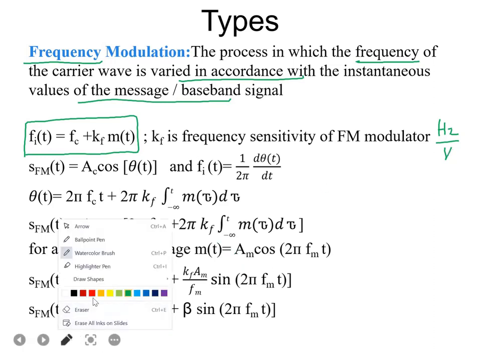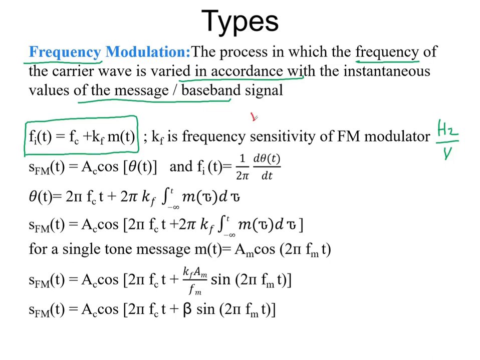unless specified in the problem. Suppose in the problem it is specified that the message is a current signal, then obviously what should happen to your units? Hertz per ampere. Why? Because if m of t is a current signal, your kf should have units of 1 upon current, and it should give hertz as the output. That's why hertz per ampere is the unit if m of t is a current waveform or a current signal. Anyway, unless specified, we will always consider the message as a voltage waveform.